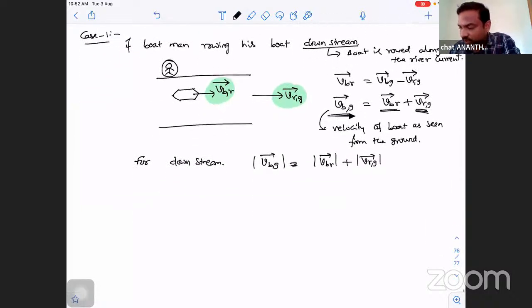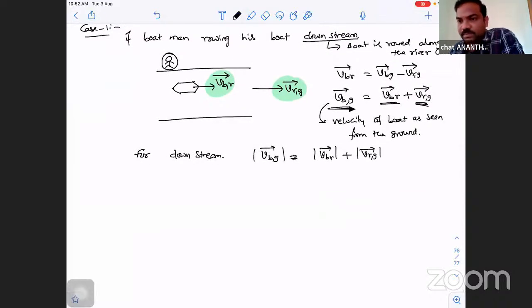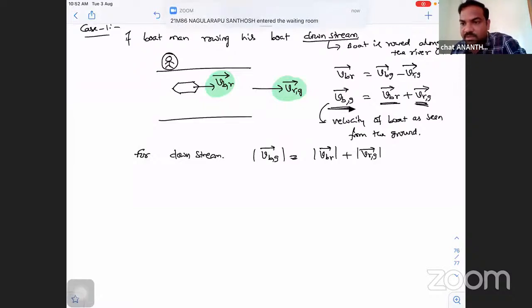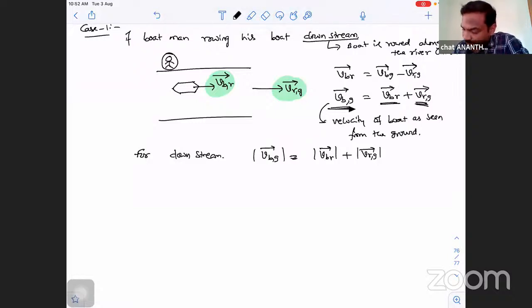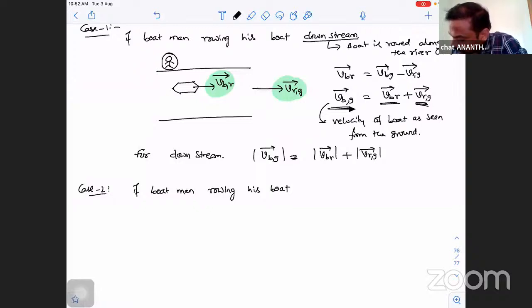So I'm just using the relative velocity concept, nothing else. Velocity of A with respect to B is velocity of A minus velocity of B, with both velocities taken with respect to ground. Okay. Next we go with case 2. What is case 2? If the boatman is rowing his boat upstream.